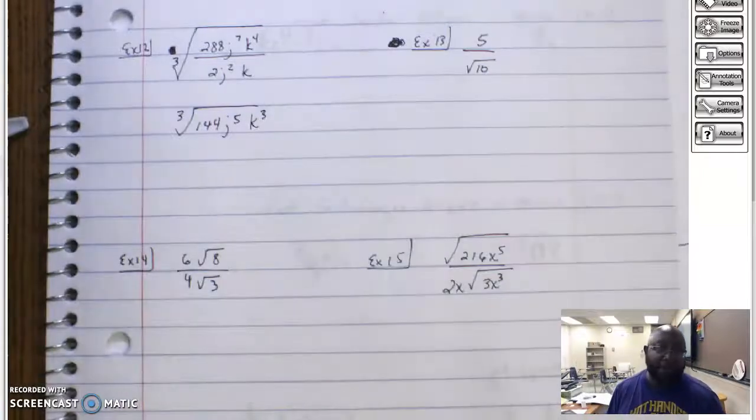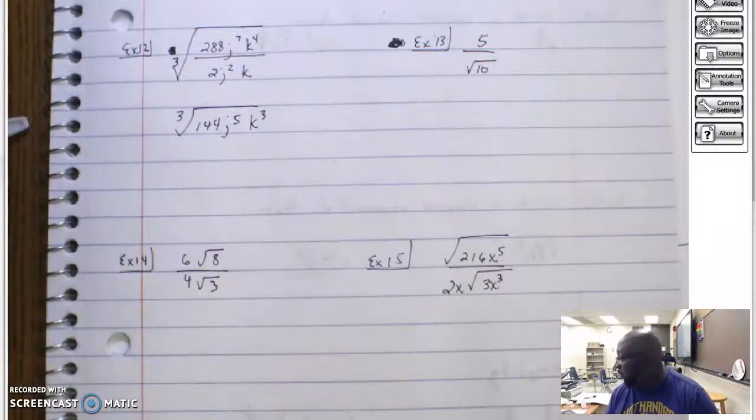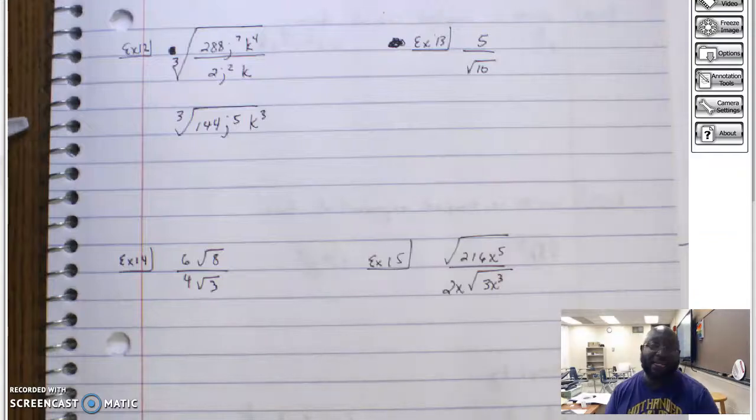Now we come back in and we do the same thing that we were doing with simplifying radicals. We find the perfect cube in 144, and if we break it down, there is a perfect cube in the 144, and it happens to be 8.